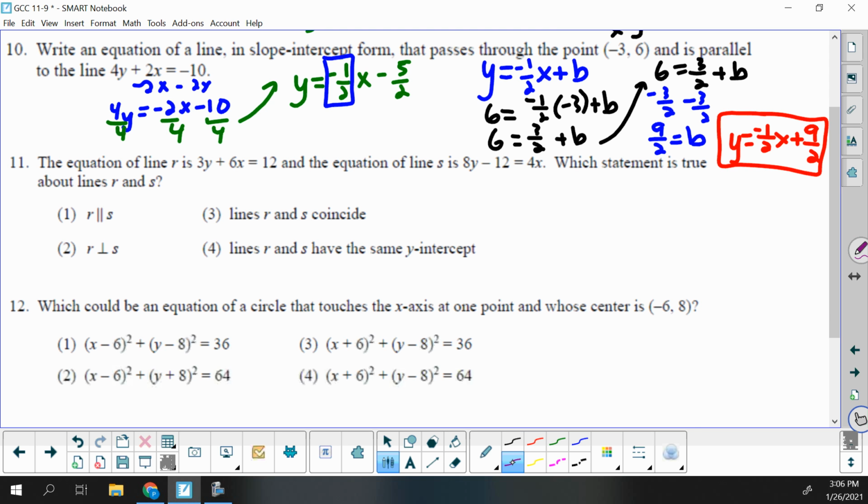All right, we want to know about these two lines that they gave us. They gave us their equation, so let's get them in slope-intercept form. We'll subtract the 6x over. So that's going to give us 3y equals minus 6x plus 12. And then I'm going to rewrite that over here so I have a little more room. So we can now divide everything by 3, and that'll give us y equals negative 2x plus 2/3.